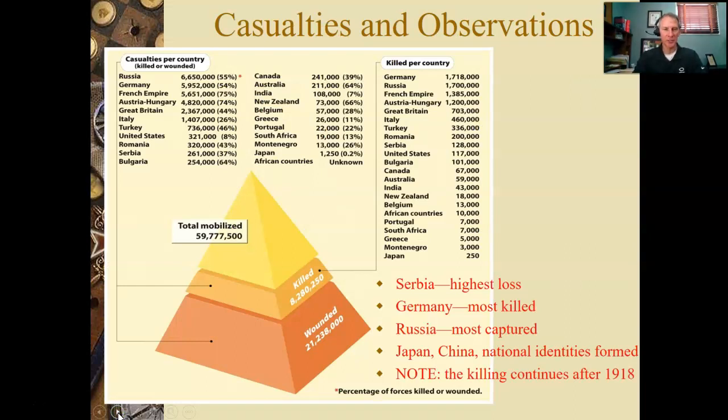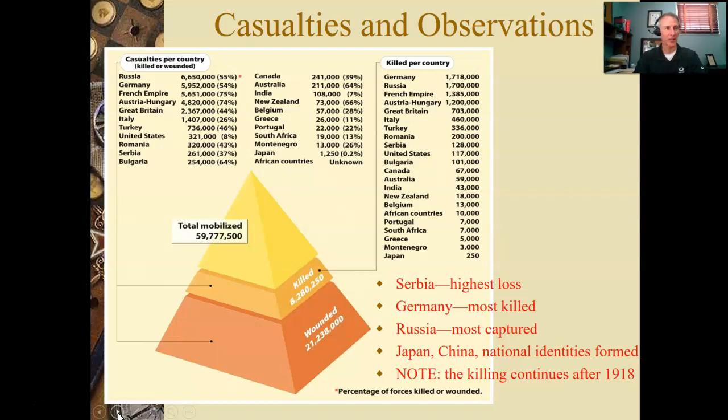So these are your casualties. You can just look at this chart, and the casualty rate is massive, even more than World War II, not in terms of absolute numbers killed, but in terms of the number of people who entered into the conflict and how many of them were casualties. Actually, Serbia lost the highest percentage of its population overall. About 20% of its population was killed during the war. Germany, in terms of soldiers, had the most killed. Russia easily had the most soldiers captured.